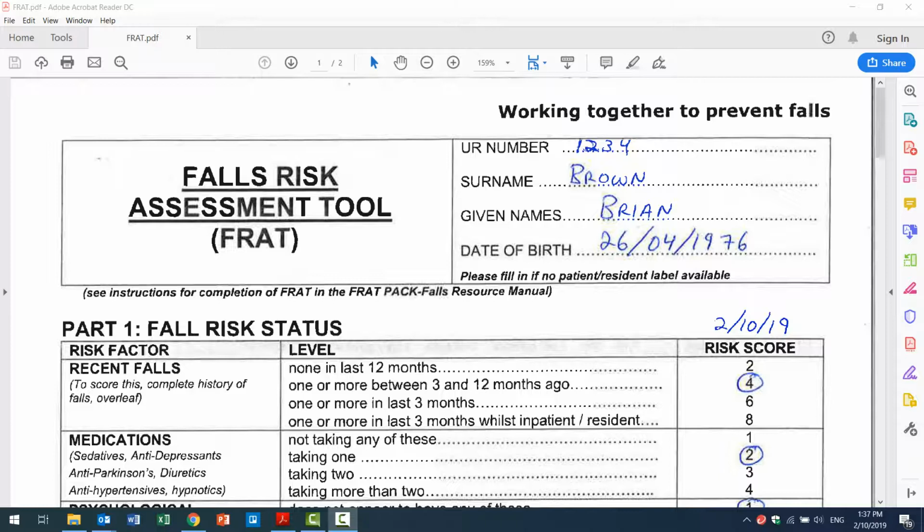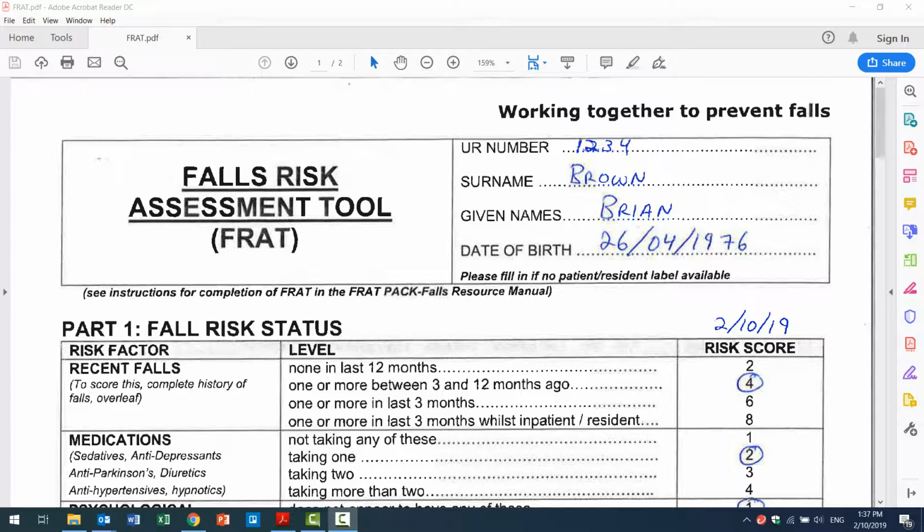These Falls Risk Assessment tools are generally completed upon patient admission to a healthcare facility. If the patient's condition deteriorates or improves, it's completed again. And if a patient experiences a fall, then this tool needs to be completed as well. Other than that, different facilities may have different policies as to the frequency that the tool must be reassessed, such as perhaps once a week or once a day.